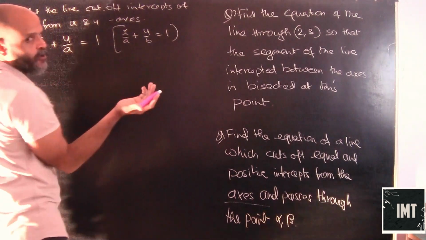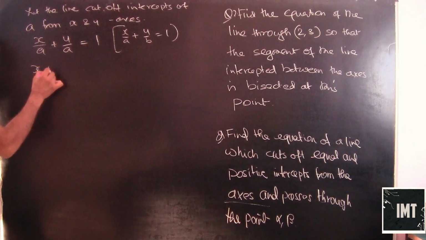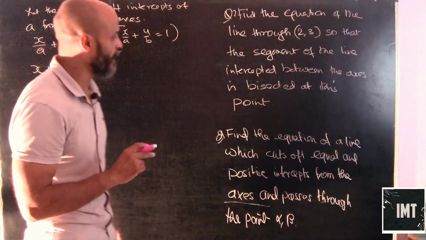Now, since b is equal to a, here it will be x by a plus y by a is equal to 1, which can be written as x plus y is equal to a.